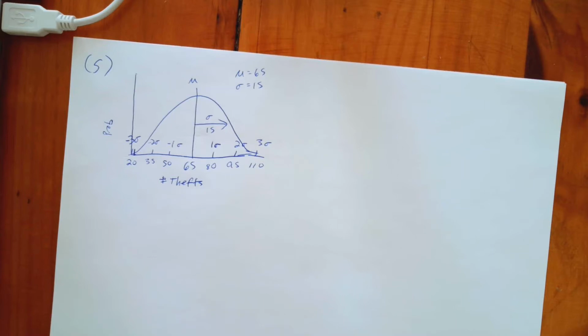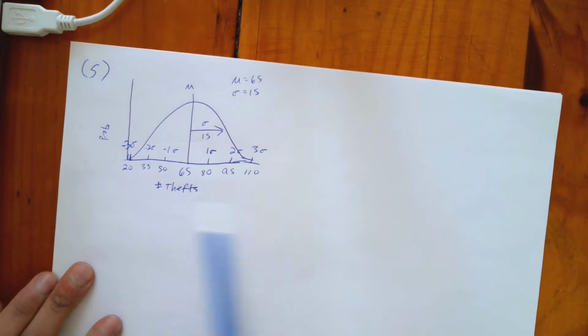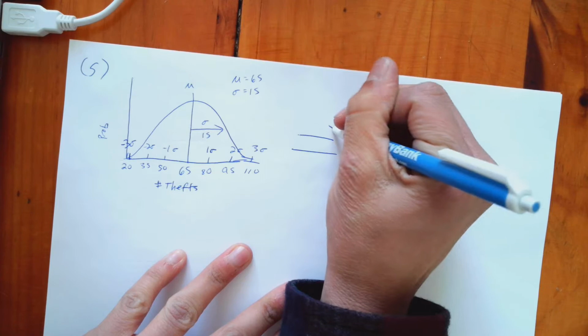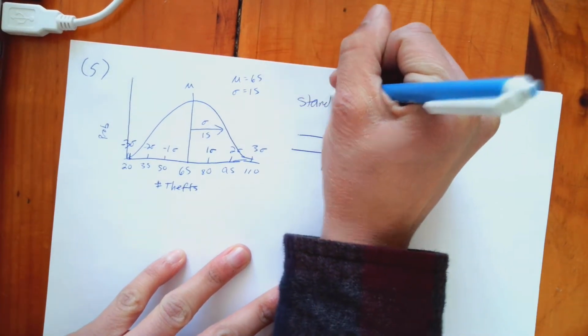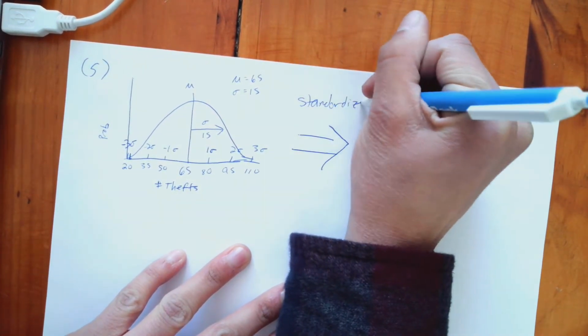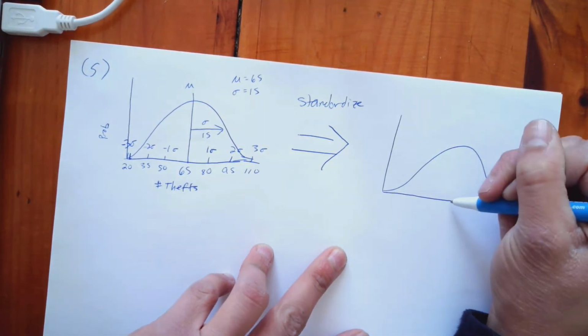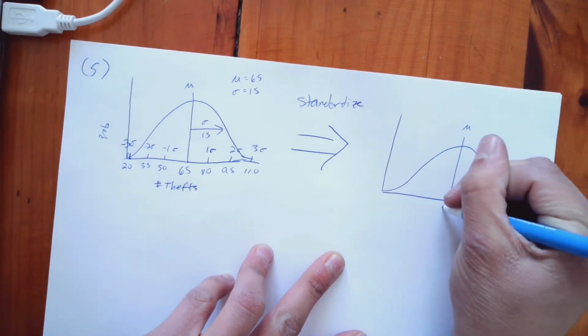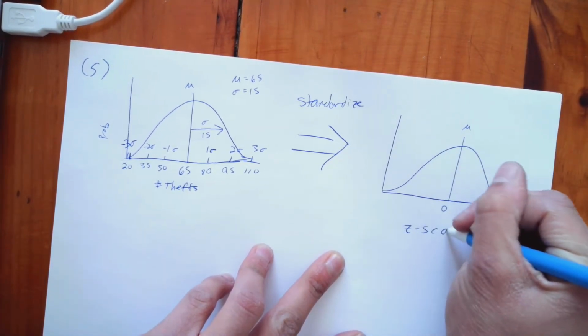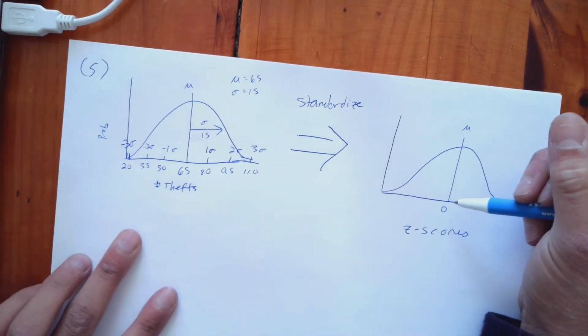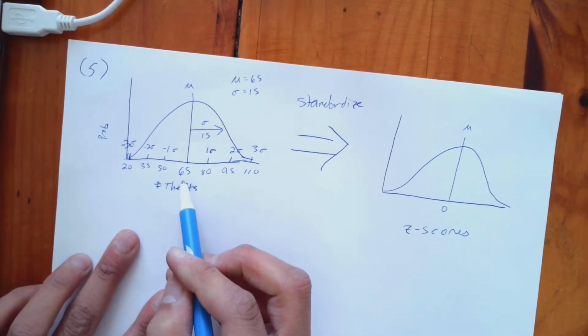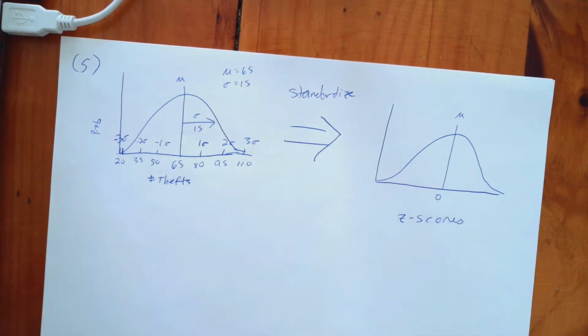But let's say we convert every single thing in this normal distribution to z-scores. So every single possible value of thefts that we have, we're going to turn it into a z-score. When we do that, we are standardizing the normal distribution, and we're turning it into a standard normal distribution. What it looks like is this. It has a mean of 0. We're counting everything in z-scores. So we have a mean of 0, where we used to have 65 for our mean. And that's because, again, your mean is always 0 z-scores away from the mean, right?